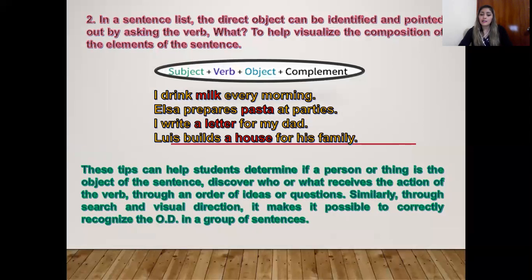These tips can help students determine if a person or thing is the object of the sentence, discover who or what receives the action of the verb through an order of ideas or questions. Similarly, through search and visual direction, it makes it possible to correctly recognize the direct object in a group of sentences.